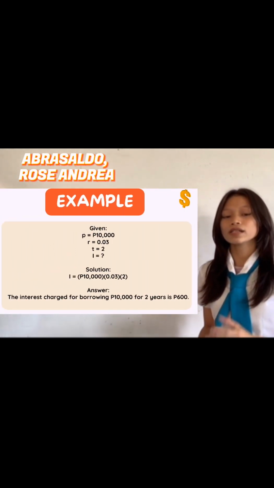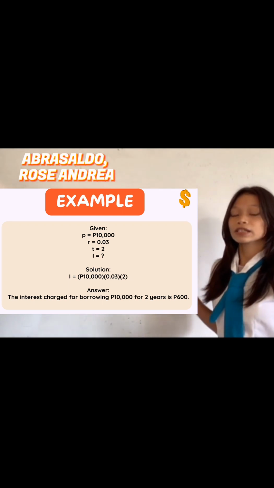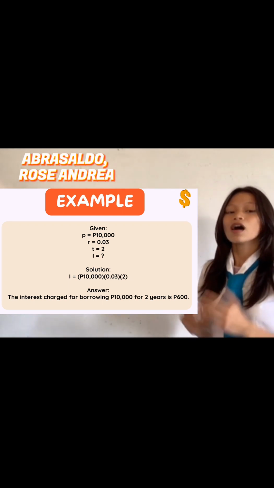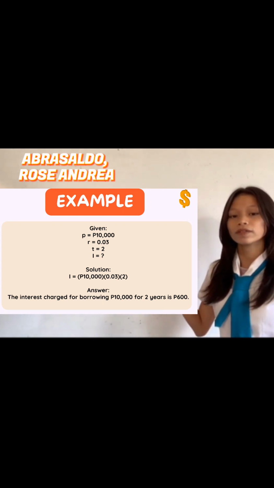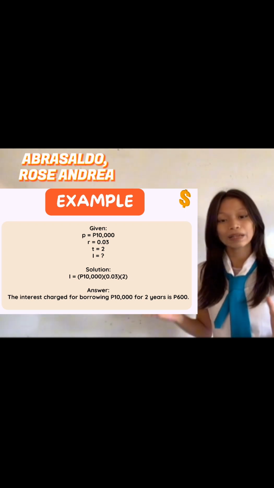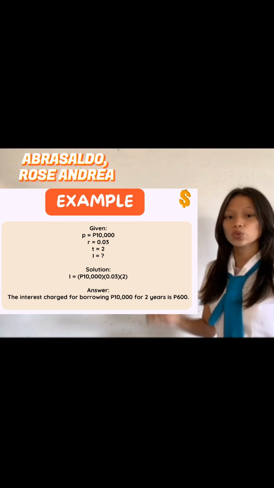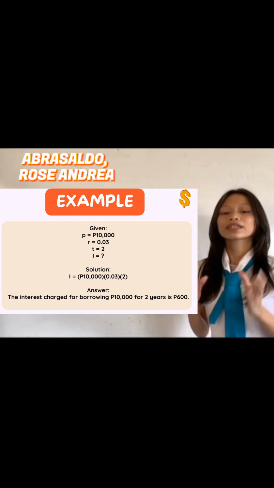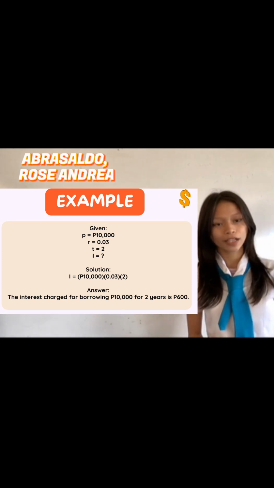So we have here the given values. The principal or the sum of money borrowed is 10,000 pesos. The rate is 3%. Always remember that it is expressed in decimals, so we have 0.03, and the time period, which is 2 years. To calculate the interest, we just have to multiply these three. So 10,000 times 0.03 times 2, we have 600. So the answer is, the interest charge for borrowing 10,000 pesos for 2 years is 600 pesos.